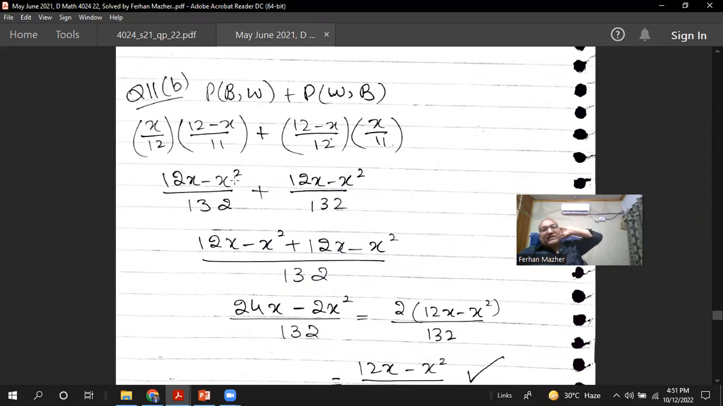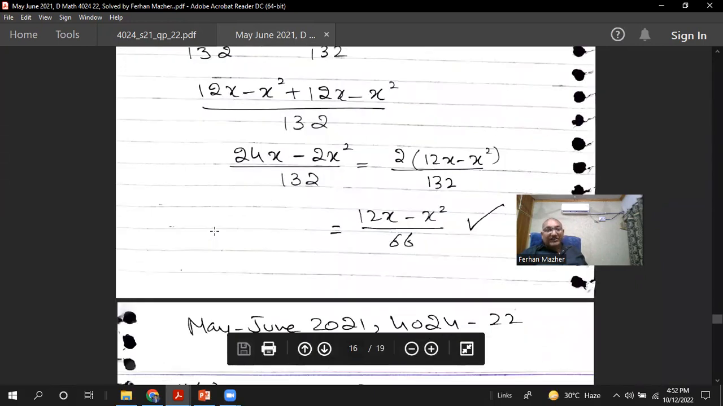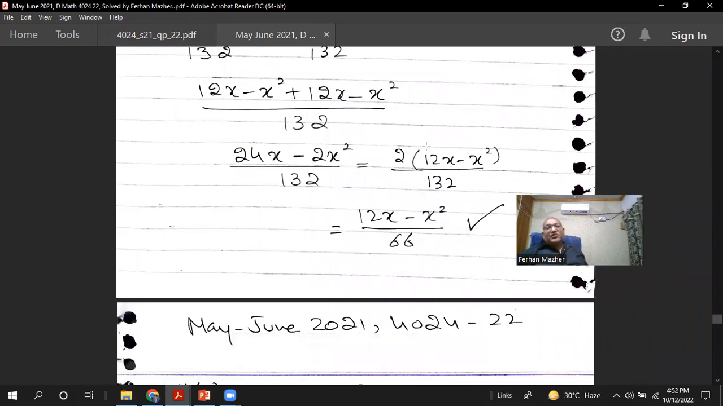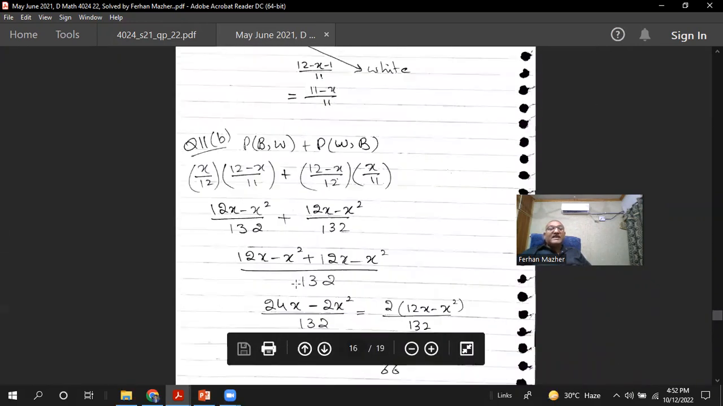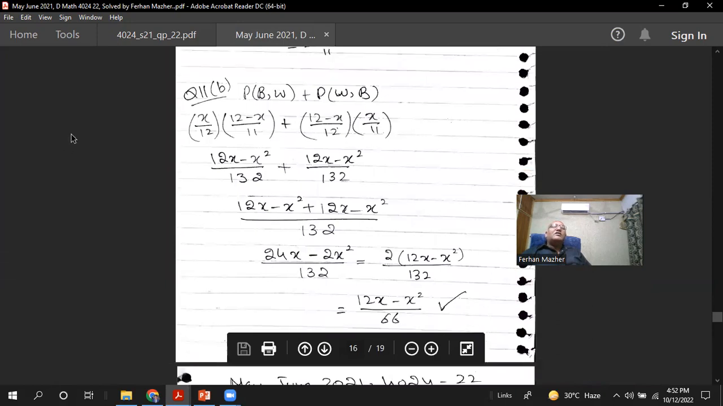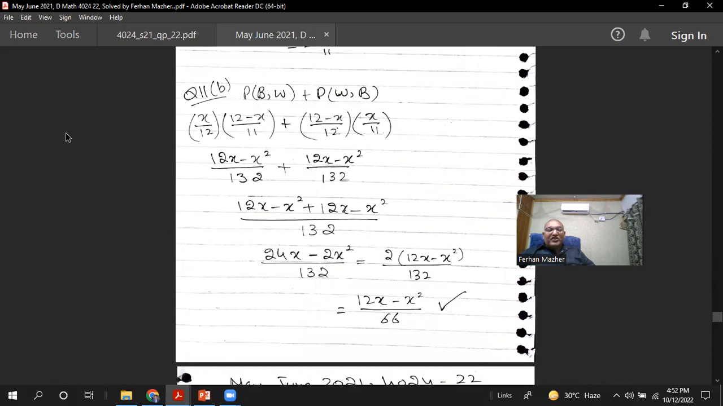So it will be 12x minus x squared by 132 plus 12x minus x squared by 132. So it will be 12x minus x squared plus 12x minus x squared, by 132. So it will be 24x minus 2x squared by 132. Take 2 common. So you will have upstairs 2 bracket 12x minus x squared, divided by 132. So 2 and 132 will be cancelled, and you will have 12x minus x squared divided by 66. This is how you do this, and I think question 11's B part is showing up on your screen. You can pause the video and take your time with this question.